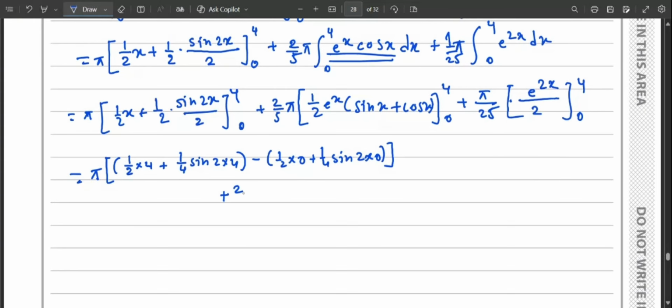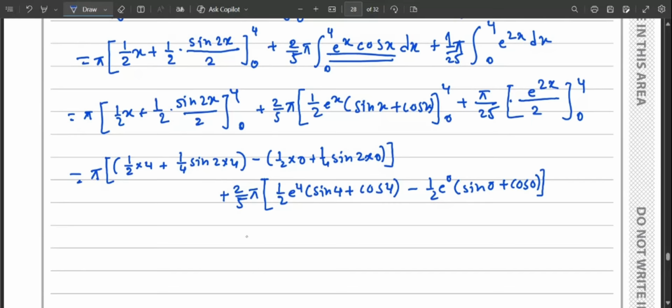For the second term, I have 25 pi, and inside the brackets I have half e to the power of 4 sine 4 plus cos 4 minus half e to the power of 0 into sine 0 plus cos 0. This is our second term. For the third term, I can enter e to the power of 2 into 4 divided by 2 minus e to the power of 2 into 0 divided by 2.